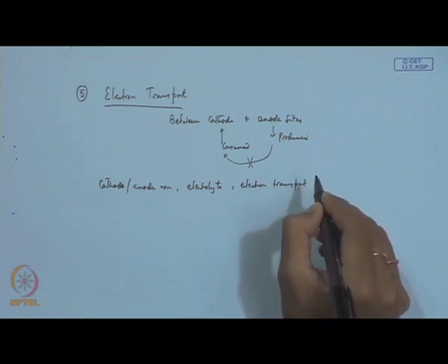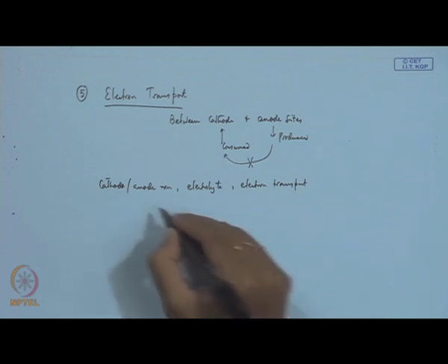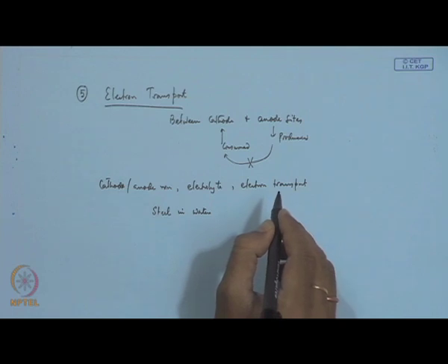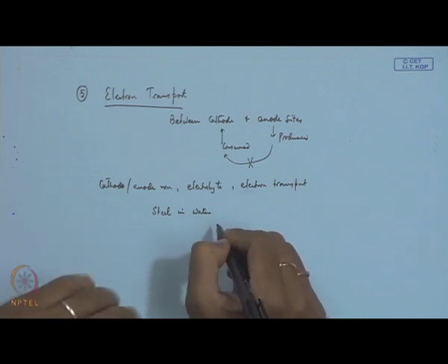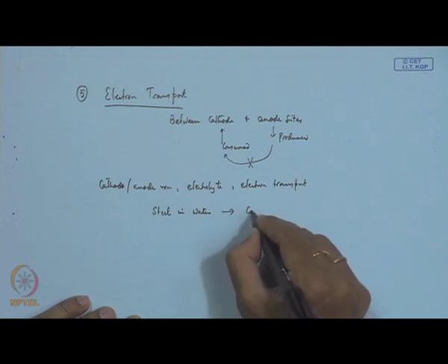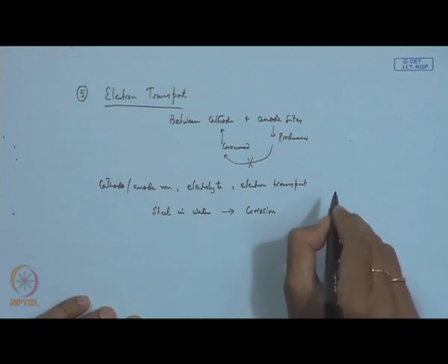These are the very important points. As for example, many materials like steel, if we put steel in water, what is happening is that all these processes, as I mentioned, half cell reaction, ion transport, electron transport, all these happen. Therefore, steel in water will undergo corrosion.